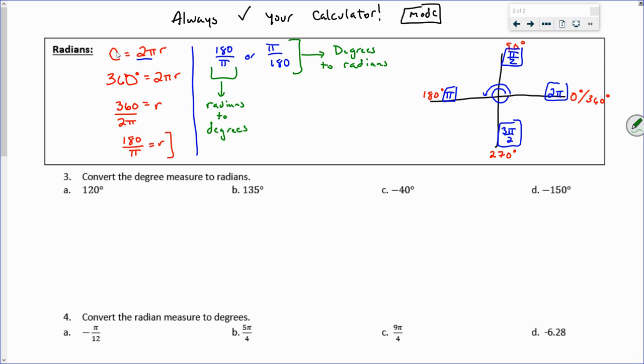If I want to convert degrees to radians, here's the conversion we set up. We take 120 over 1 times pi over 180. And then what we want to do is simplify as much as possible. Divide by 6 is 2 pi. Divide by 6 is 3. So by doing a simple conversion, we know that 120 degrees and 2 pi over 3 would be the exact same angle size.